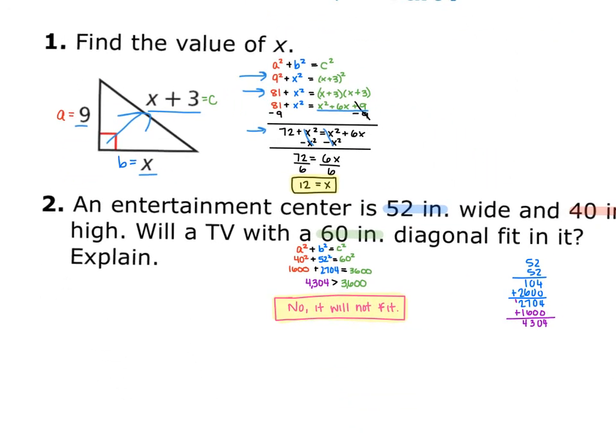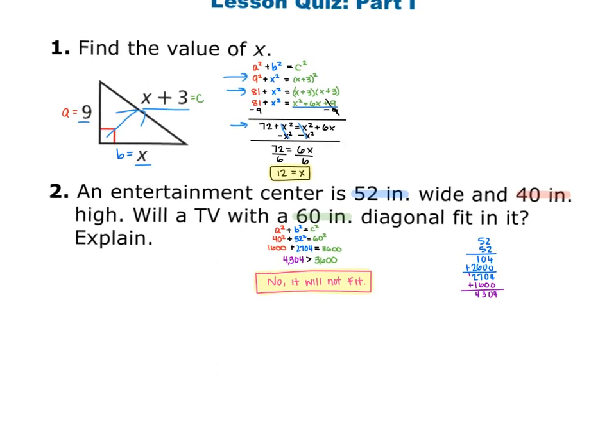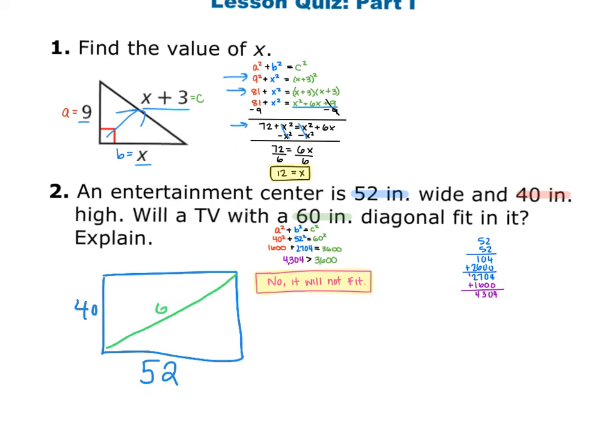Number 2 says an entertainment center is 52 inches wide and 40 inches high. Will a TV with a 60-inch diagonal fit in it? So you've got a box, 52 inches and 40. And you want a TV with a diagonal of 60. So you want to know if it's possible for this side to be 60. So I could set this up like it's a right triangle. It doesn't matter if I pick that one or this one. 40 on the left means 40 is also on the right. 52 on the bottom means 52 is also on the top.